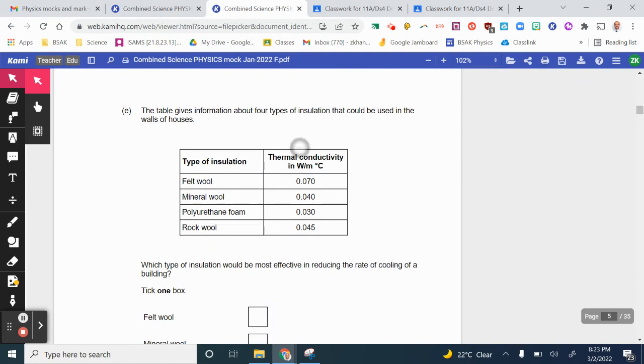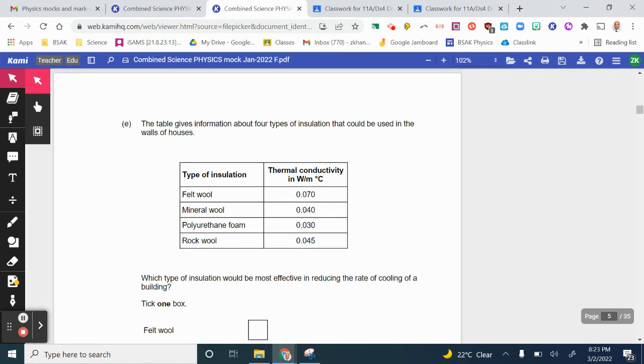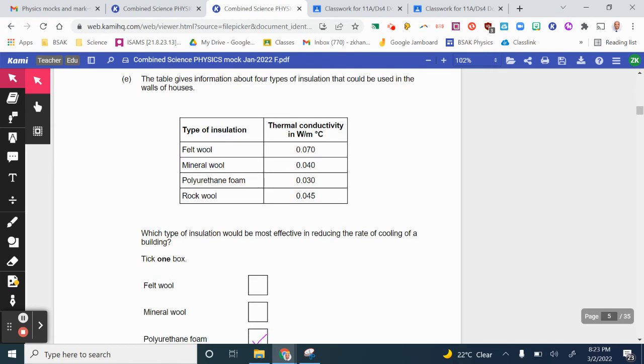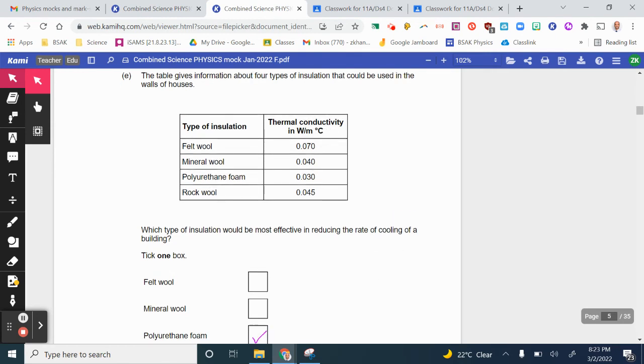So, as we said earlier, thermal conductivity means how quickly heat is lost. So felt wood loses more heat for every meter. Mineral wool will lose less heat, and then out of all of them, polyurethane foam loses the least amount of heat per meter per degree.